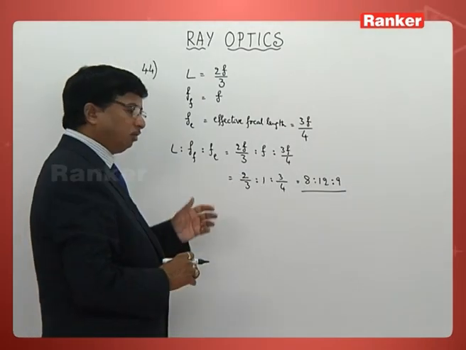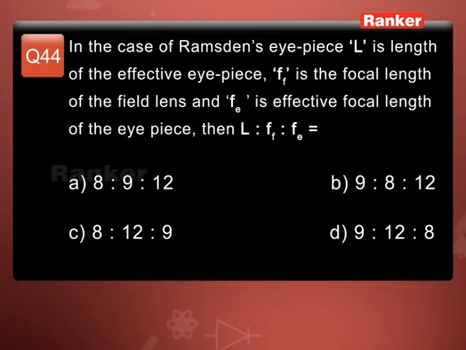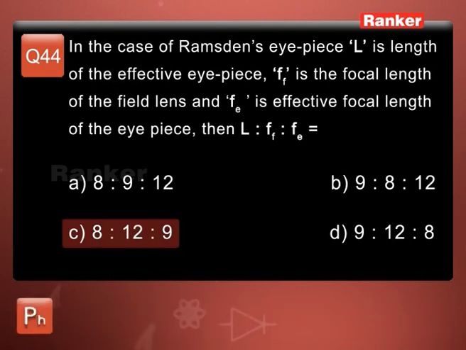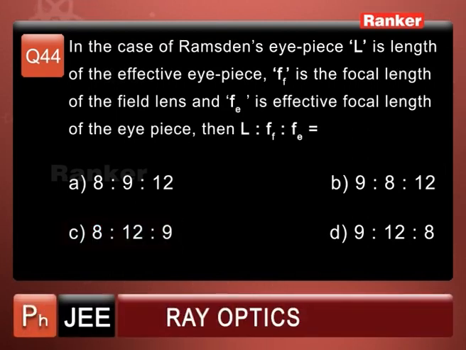So where is that particular ratio given? You just check it. The very first option, if you look, is 8 is to 9 is to 12. The second option given is 9 is to 8 is to 12. The third option is given 8 is to 12 is to 9. And the fourth option is 9 is to 12 is to 8. So we have got 8 is to 12 is to 9, which is in coincidence with the third option given in this problem number 44. So we can directly take this answer as C for this problem 44.